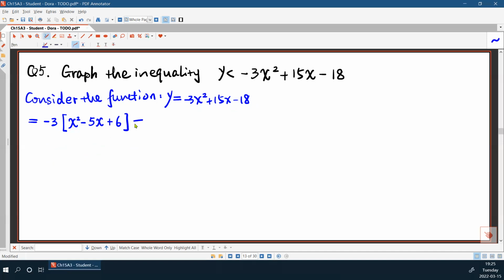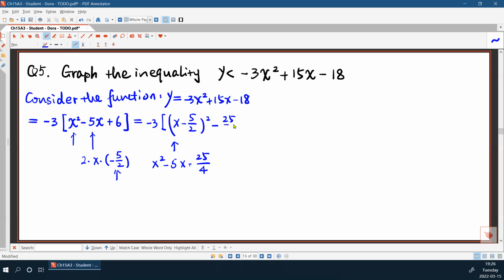Okay, next step. Again, we have x squared here, so we should factor this to 2 times x times something, right? Apparently, -5x can be factored to 2x times -5/2, right? So this is a number we should consider. So -3 times x minus 5/2 squared. And if you expand it, you will get x squared minus 5x plus 25/4. Because there is no 25/4 in the original expression, we need to subtract it and then copy the rest of the expression. Then let's combine the constants.